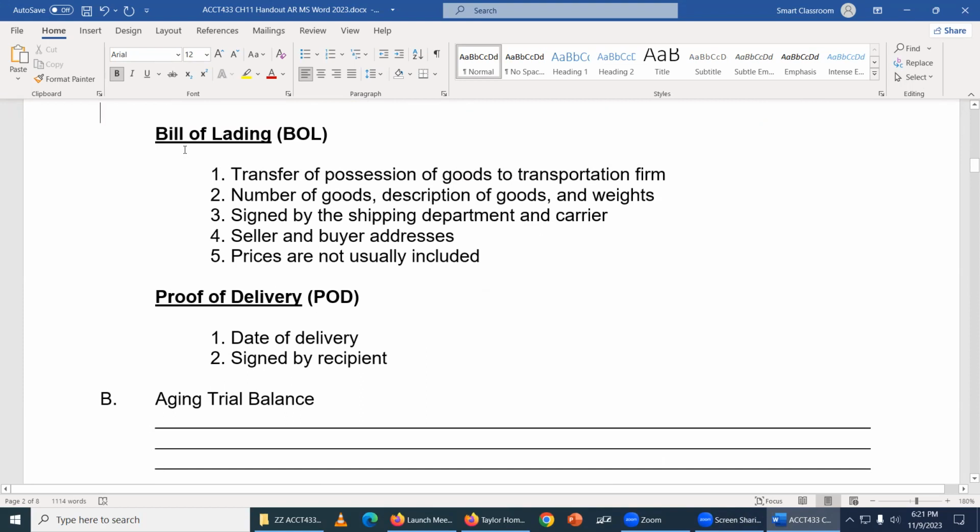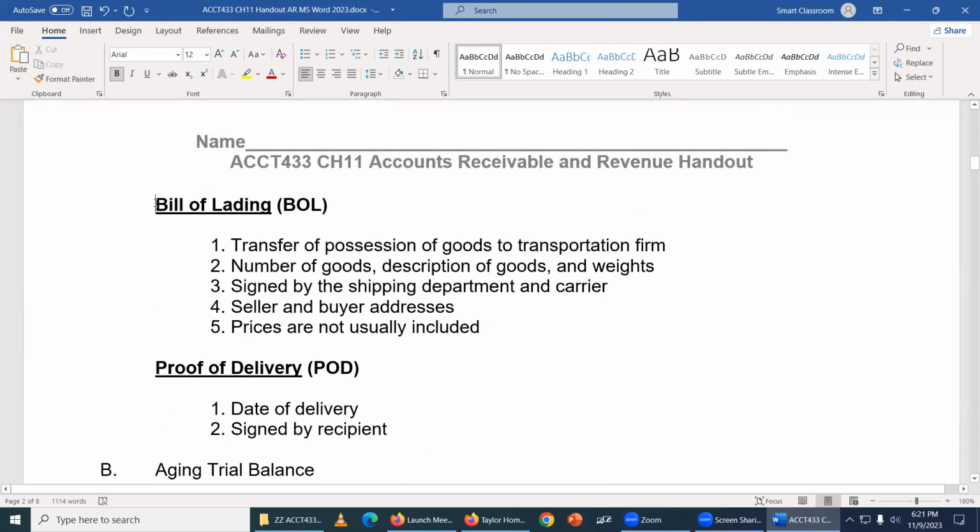Okay, two of the most important ones that we have are the bill of lading and, less important but still important, proof of delivery.